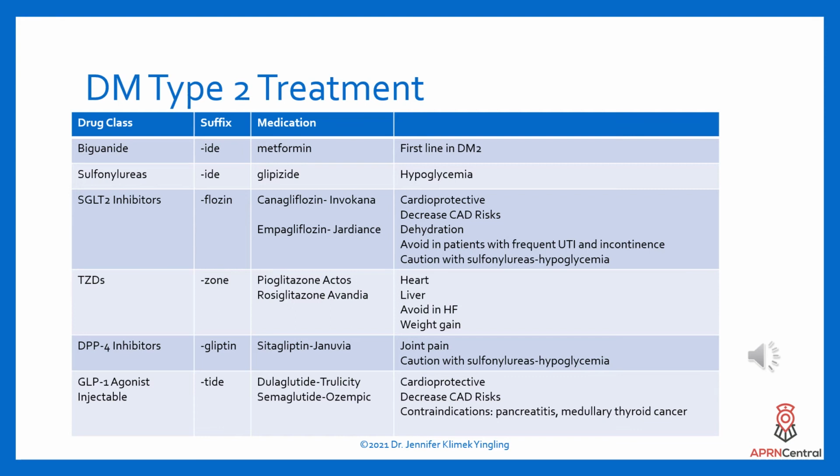So we know with the SGLT2 inhibitors, these are cardioprotective, they decrease coronary artery disease risks, they can cause dehydration. You want to avoid them in patients that have frequent UTIs or incontinence, because this is going to make them have some issues, using the bathroom frequently. And you do want to use caution if the patient is currently on a sulfonylurea, because that increases the hypoglycemia risk.